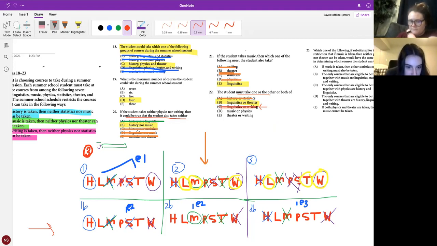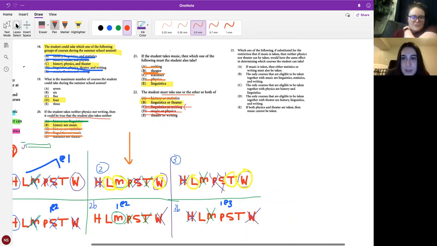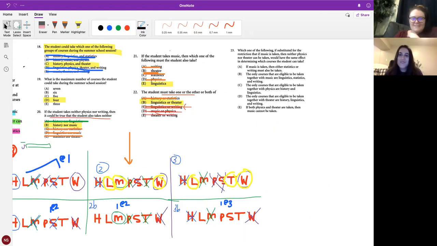Music or physics. They're both crossed off in 1. Yeah, so that doesn't have to be true. Theater or writing. Both crossed off in 2B. Excellent. All right, and then lastly, a fancy substitution question. Oh, I hate these. Okay.